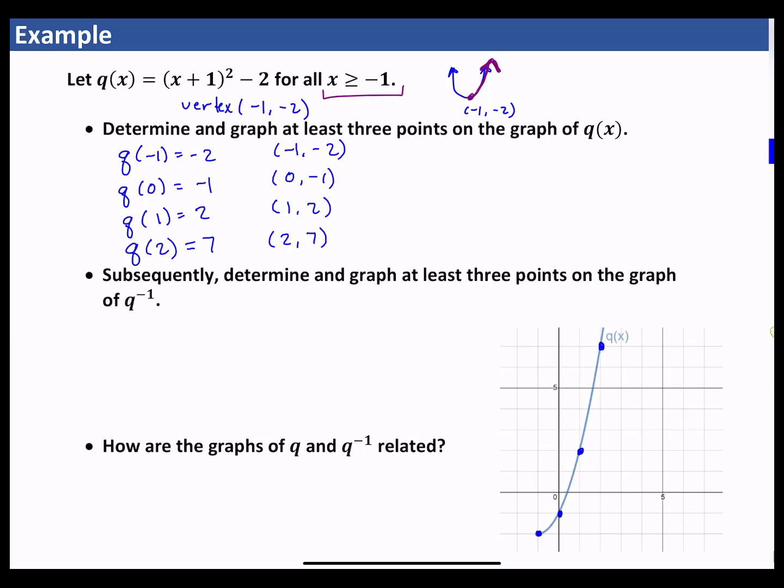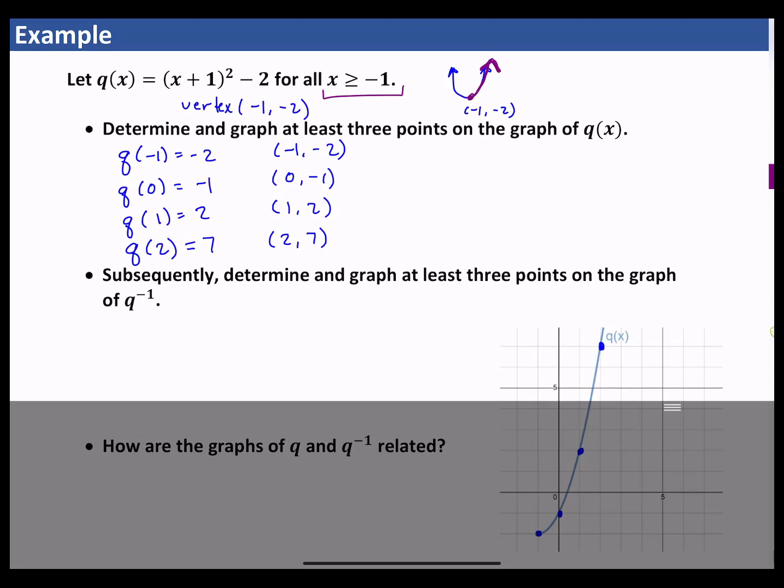So using what we know about inverse functions, we can determine and graph at least 3 points that are on the graph of q inverse. So for example, because q of negative 1 equals negative 2, we know that q inverse of negative 2 is going to equal negative 1. The input and the output reversed. So (-2, -1) is on the graph of q inverse. Similarly, because q of 0 equals negative 1, q inverse of negative 1 equals 0. So (-1, 0) is on the graph of q inverse.